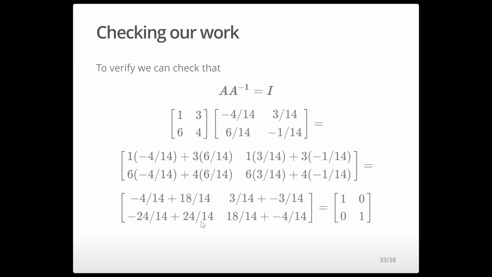Remember, we can do this in any order. So here I'm taking A times A to the negative 1. And if we do this, we're going to take 1 times negative 4 over 14, and then 3 times 6 over 14. That's going to be our first element because we're doing our matrix product. So that's going to give us negative 4 over 14 plus 18 over 14, and that's going to give us 1. And then we are going to do the first row times the second column. So it's 1 times 3 over 14 and 3 times negative 1 over 14. So that's 3 over 14 plus negative 3 over 14, and it's going to give us 0. And if you verify the rest of this, this does reproduce the 2x2 identity matrix.